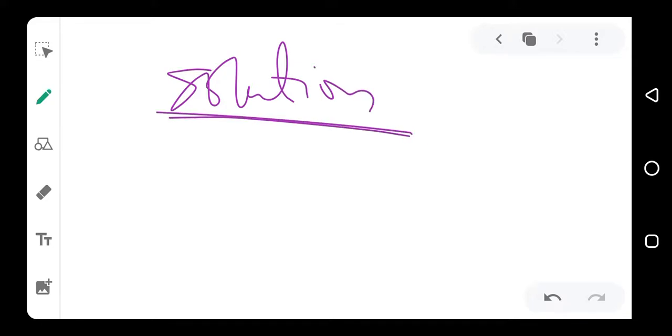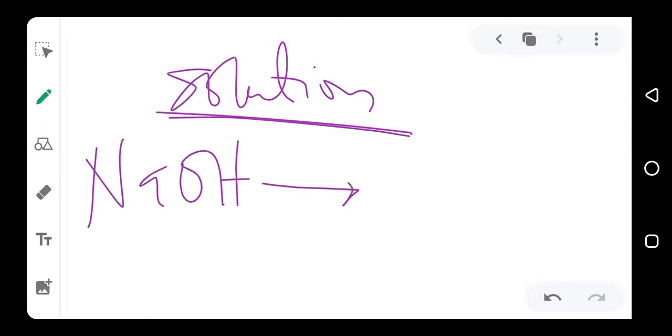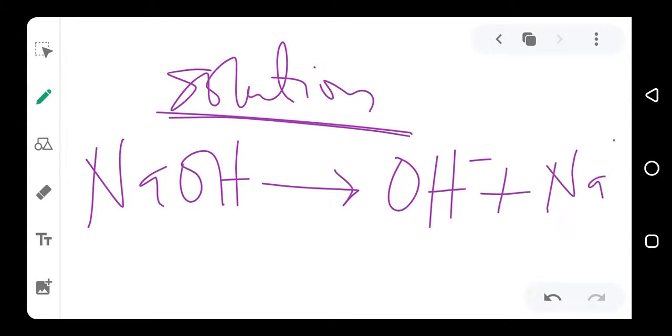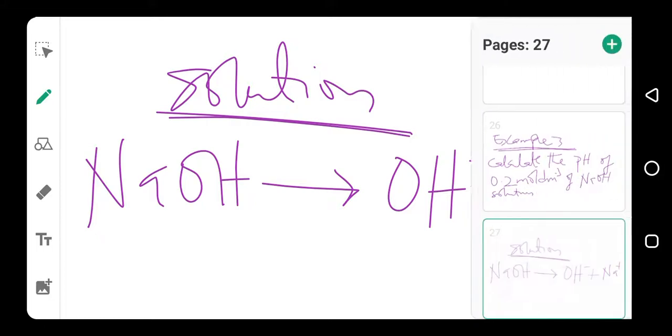the first thing to do is again to write the equation for the ionization, which is that sodium hydroxide gives us, let's talk about the ion of interest first before we talk about the other one, hydroxy ion plus sodium ion. Now step 2 is that we find the equivalent concentration of the hydroxy ion.